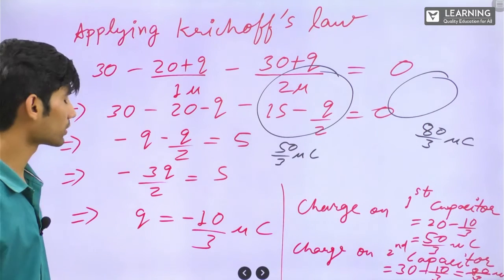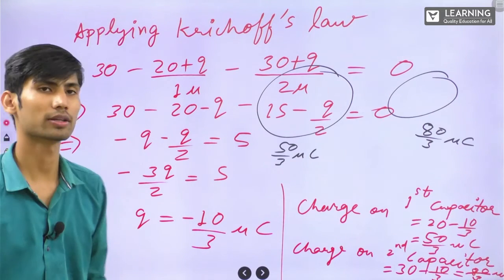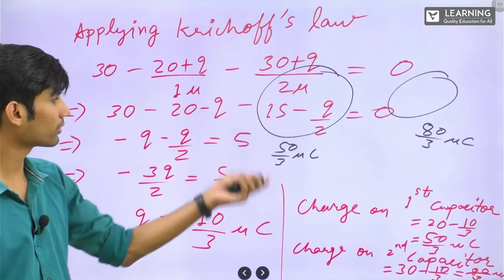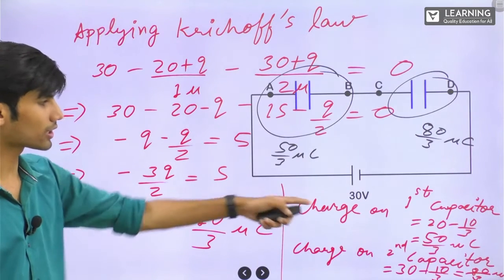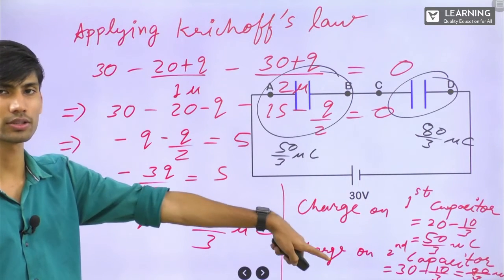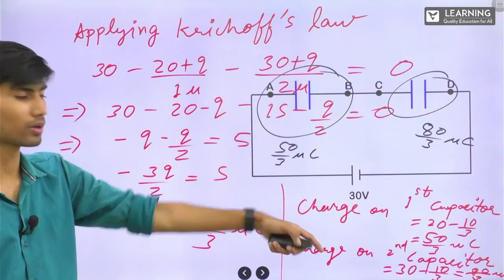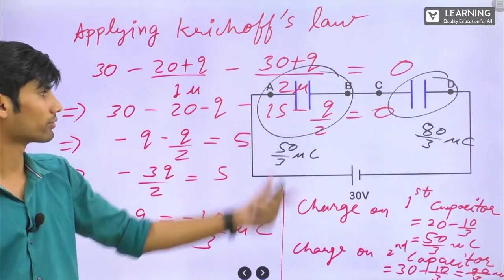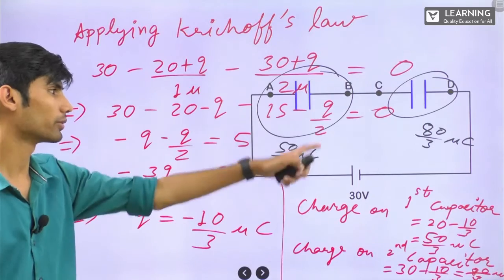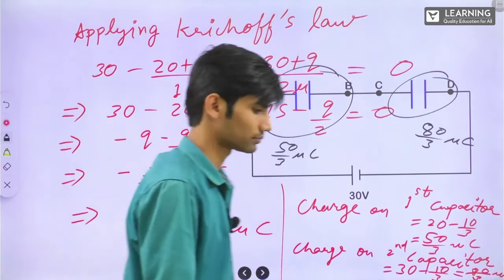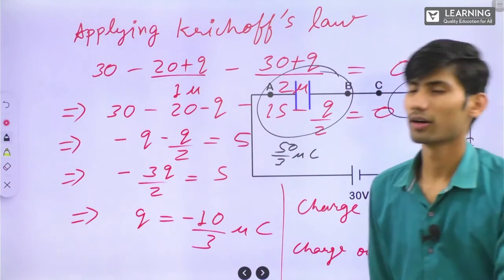And that's how we got the value of q, that is minus 10 by 3 microcoulomb, as we knew that the charges are 20 minus q, 30 minus q, 20 plus q, 30 plus q. This q is minus, so we got the final charges 50 by 3 microcoulomb and 80 by 3 microcoulomb. Okay, next.